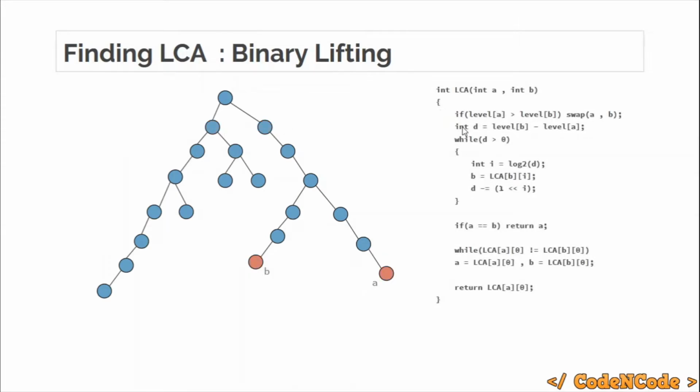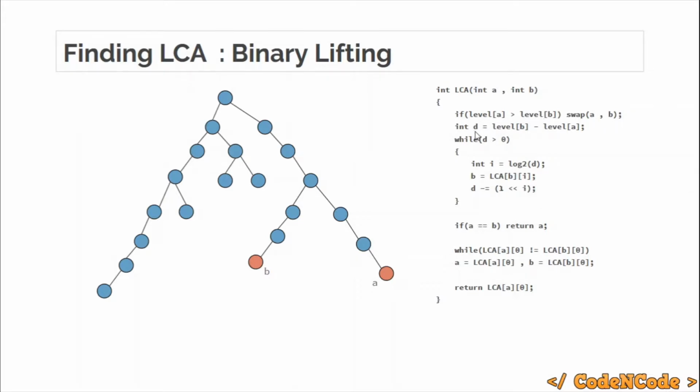If I show you the code, it is easy, everything is almost the same. That is why I first explained the naive algorithm, because the code of the naive and the binary lifting versions is not much different. So first we check if the level of B is smaller than the level of A, we swap A and B so that the level of B is greater.